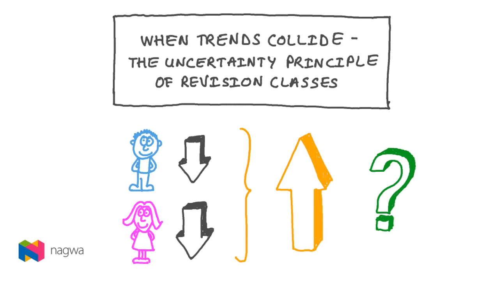When trends collide: the uncertainty principle of revision classes. Some years ago, when I was teaching, we ran a series of revision classes for students preparing for their mathematics exams. It seemed obvious that this would be useful, as the more you practice, the better you get. Then we decided to do a little bit of analysis and discovered something that seemed really strange. At first, we assumed we'd calculated something incorrectly, but can you work out what was actually going on?